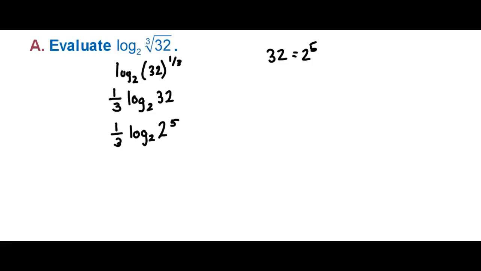So then we'd have to actually multiply the 5 times the 1/3, which is going to give us 5/3. And then we'd have log base 2 of 2. And you know from previously, 2 to what power gives you 2? The log of the same base and the exponent here would give us 1. So we'd have 5/3 times 1, essentially, which is going to give us a final answer of 5/3.